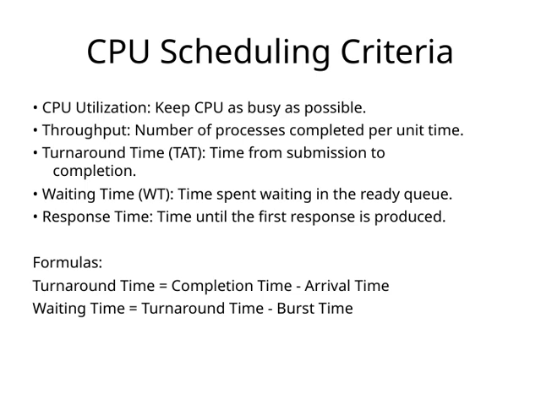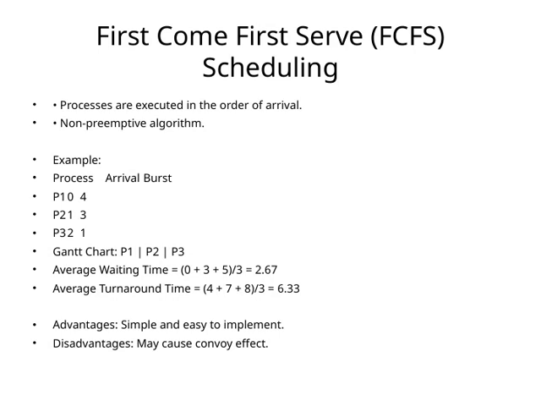Now, to clarify how we calculate some of these metrics, the turnaround time is equal to the completion time minus the arrival time, and waiting time is the turnaround time minus the burst time. Understanding these criteria helps us evaluate and improve the efficiency of CPU scheduling algorithms, ensuring better performance and user experience across the system.